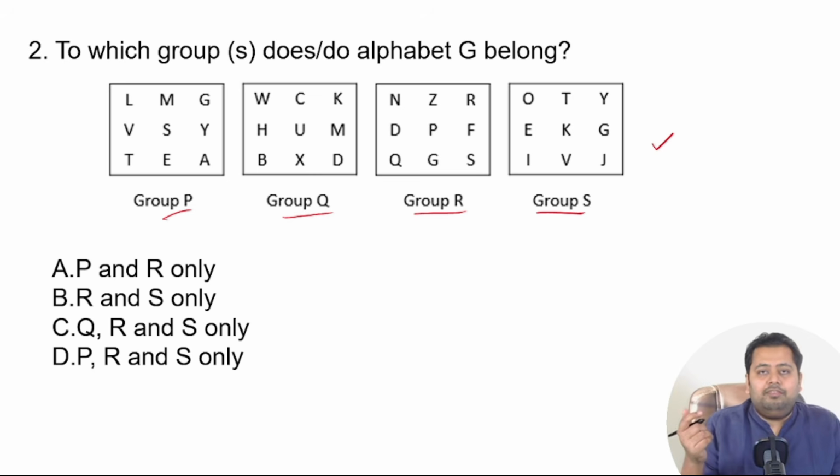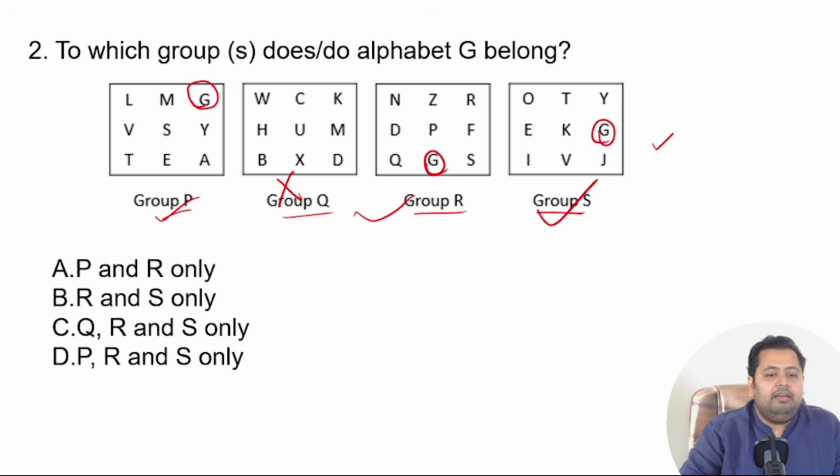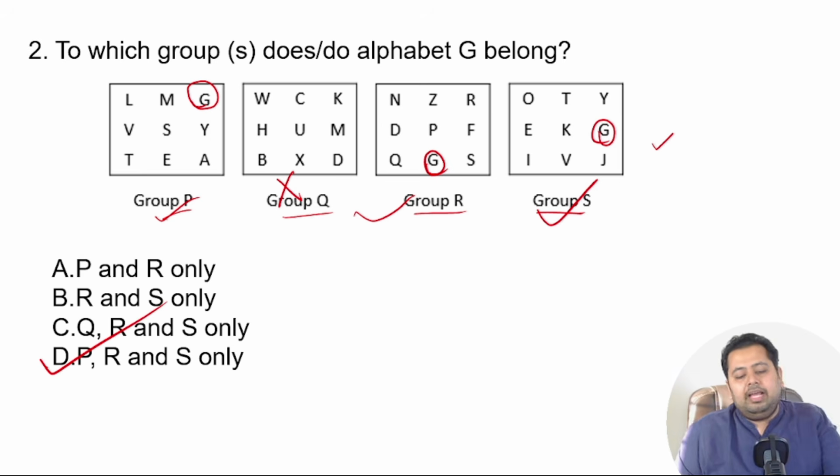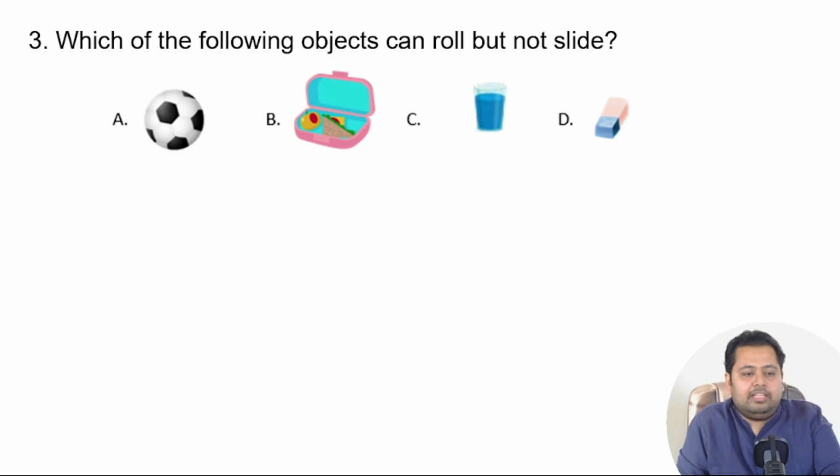Great, I hope you would have got the answer correctly. It's again a very easy question. So you see G here in group P. Here you do not see G coming up. Here you see it in group R, there is G, and in group S also you find G there. So in P, R and S you have the alphabet G. So option number D is the correct answer. If you have got this correctly, give yourself a star and we go to the next question.